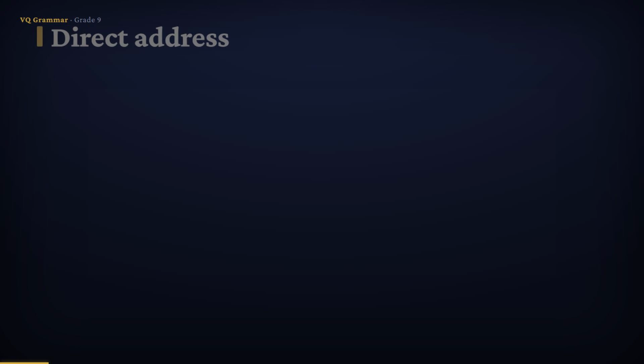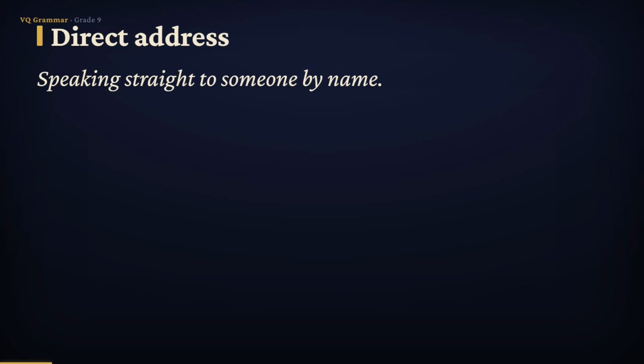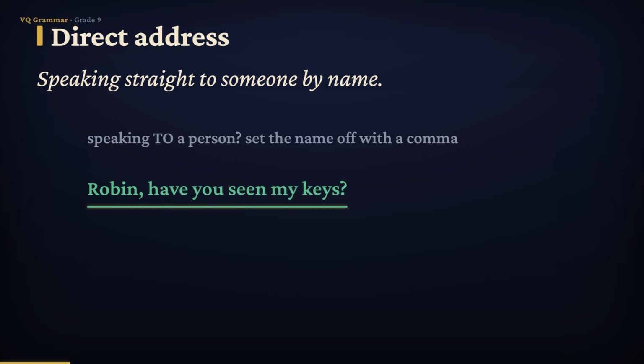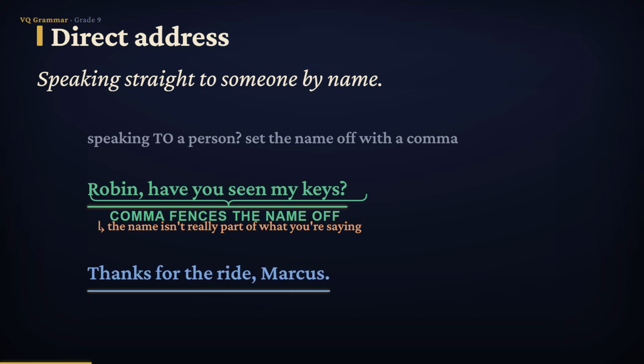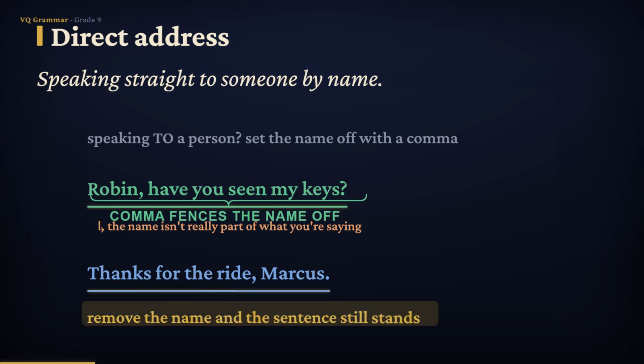Let's dig in. Let's start with direct address. This is when you speak directly to a person and name them right in the sentence. Whenever you do that, you set the name off with a comma. Listen. Robin, have you seen my keys? The name Robin is fenced off by a comma because it isn't really part of what you're saying. It just tells us who you're saying it to. It works the same way at the end, too. Thanks for the ride, Marcus. Here's a quick proof. Remove the name, and the sentence still stands on its own.